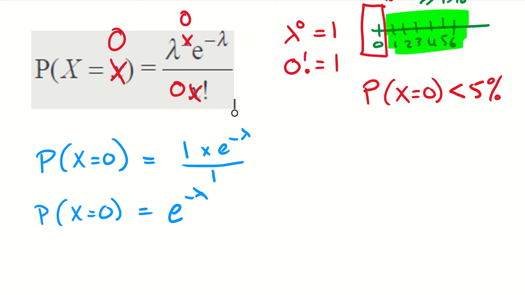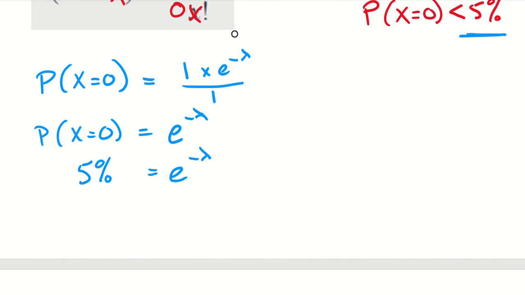Now, I know the probability needs to be less than 5%. So let's put that in here. I'm going to just say, what if that is exactly 5%? And I want to be able to solve that formula. So I'm going to change my 5% into a decimal: 0.05 equals e to the power of minus lambda. I'm just going to come over to the side here. And now I know the inverse of e is my ln, or natural log. So I'm going to apply ln.